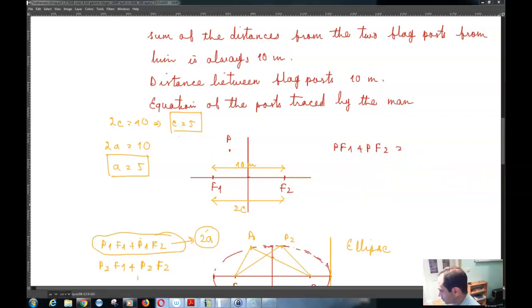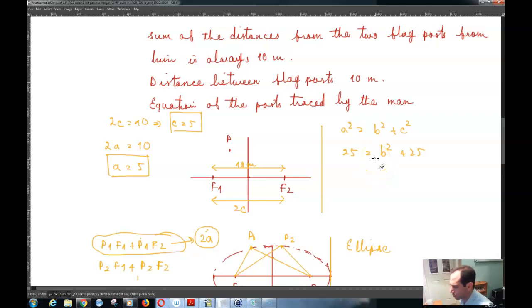and there is a relationship between a, b, and c in an ellipse, which we showed: a squared is equal to b squared plus c squared. That was also in an ellipse. So then you can say a squared, which is equal to 25, is equal to b squared plus 25, which means that b is 0. That's not possible. I think I'm making some mistake over here.